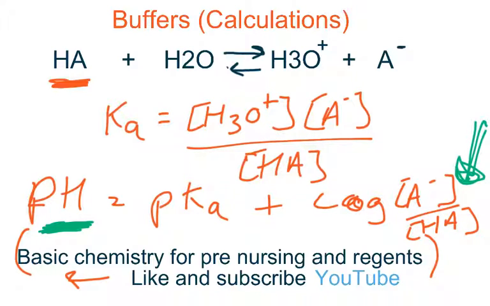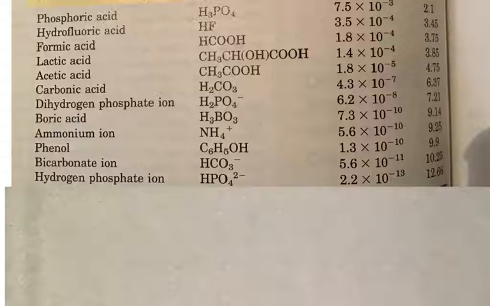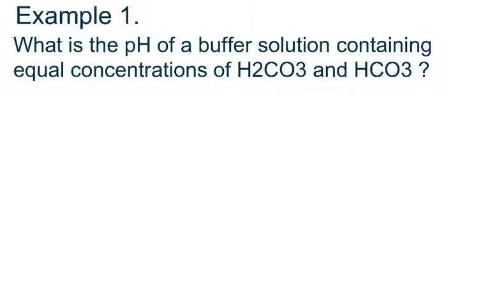Because remember, buffers are solutions where if you add or change the H3O+ or OH minus concentration in terms of acid or base, the overall pH value will not change that much. So let's do a simple problem. Number one, what is the pH of a buffer containing equal concentrations of H2CO3 and HCO3 minus?